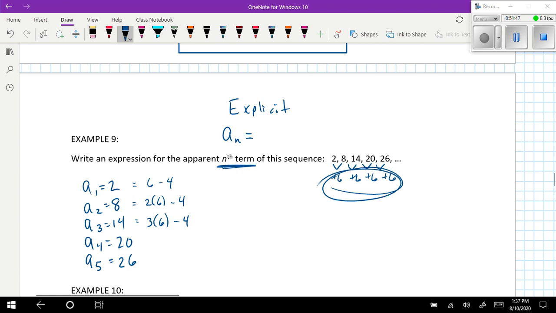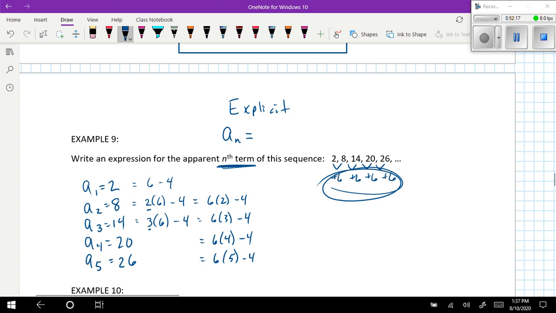So the thing that's changing here is the number that comes first, but that's interchangeable, isn't it? That could have been 6 times 2 minus 4. This could be 6 times 3 minus 4. And the next one could be 6 times 4 minus 4. Let's see, does it work for 6 times 5 minus 4? 6 times 5 is 30, minus 4 is 26. So yeah, it does.